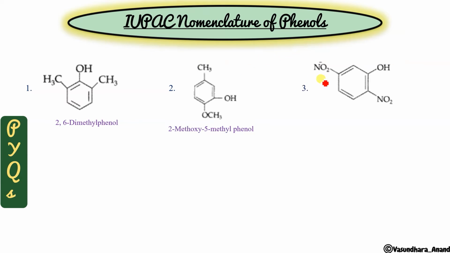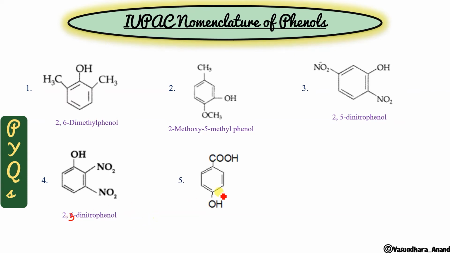Now the next is, this is phenol, and these are nitro groups at whatever positions you mention, and the name will be 2,5-dinitrophenol. Next, this is phenol, again at 2 and 3 position there is NO2. One second, this is 1, 2, 3, so it will not be 2,6, it will be 2,3-dinitrophenol.